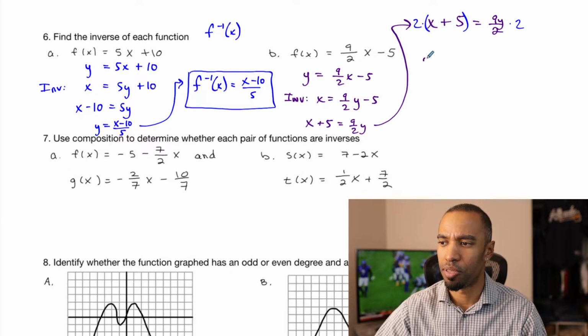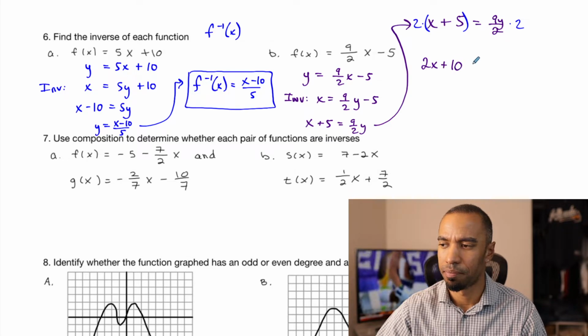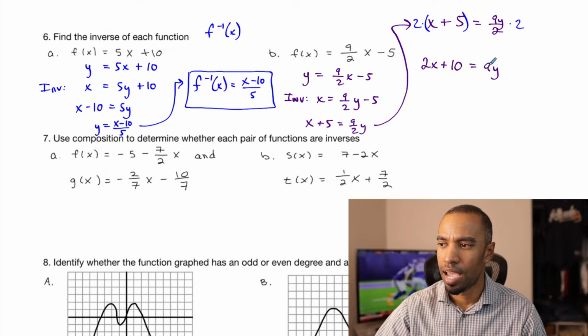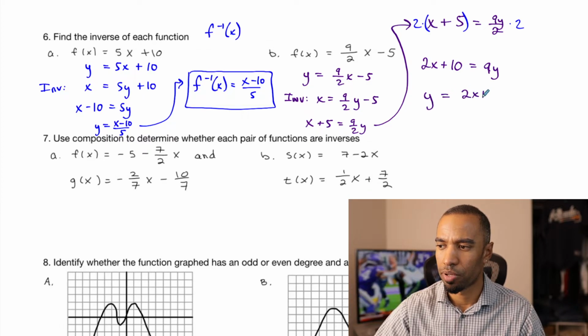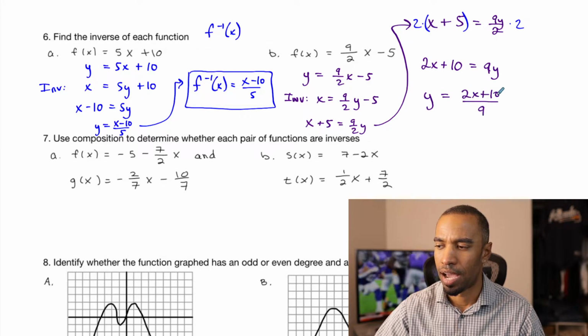Sure. Let's distribute that. That's 2x plus 10, so that equals 9y. And then divide both sides by 9, and we get y equals 2x plus 10 all over 9.